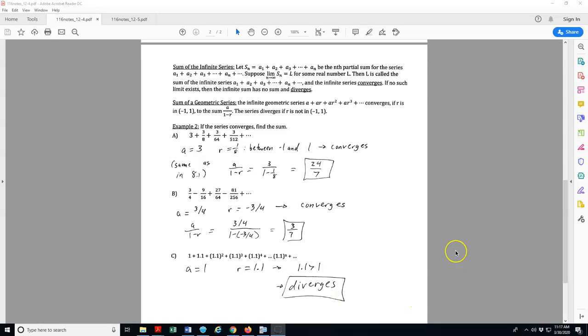That's pretty much the only types of problems that we will see, so we will need to know this formula, and again, we will have to be careful because we will sometimes have series that diverge.